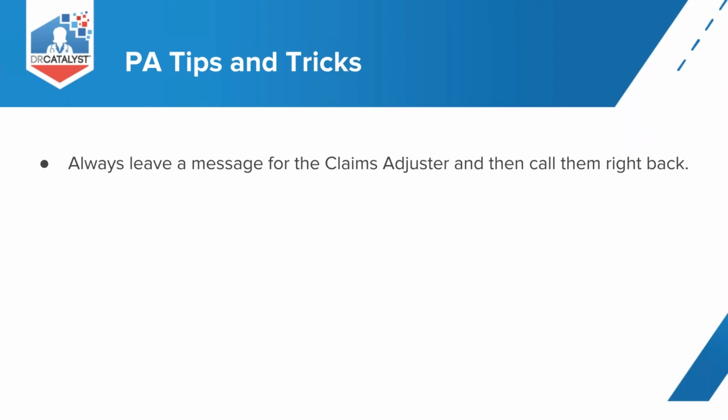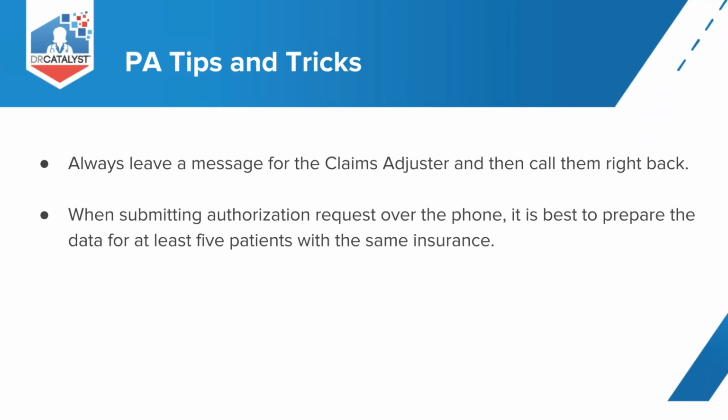First, when you call a claims adjuster for the first time and they don't pick up, leave them a voicemail with your name, claim number, and the requested procedure and callback number. Then immediately after you leave the voicemail and hang up, call them right back, because sometimes you'll actually reach that person. Also, if you have several patients that have the same insurance provider, group them together and be prepared to give the insurance company all of the information on one phone call.